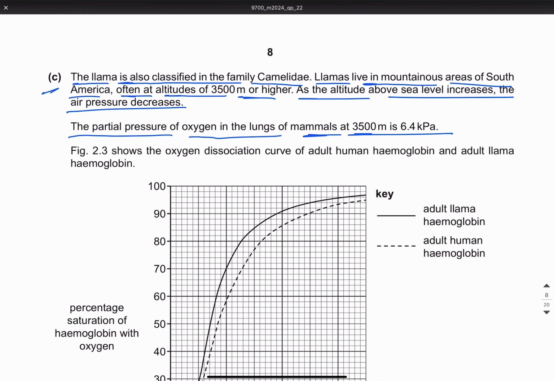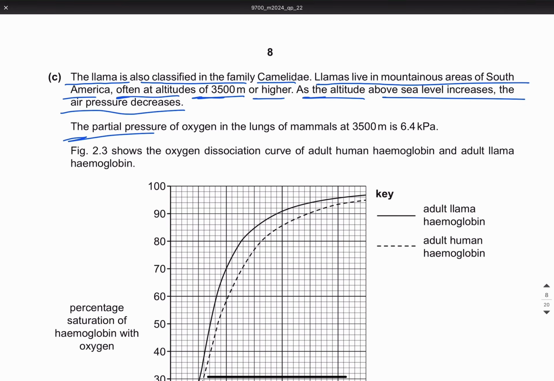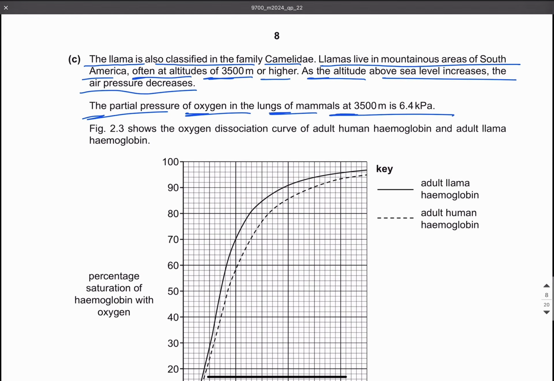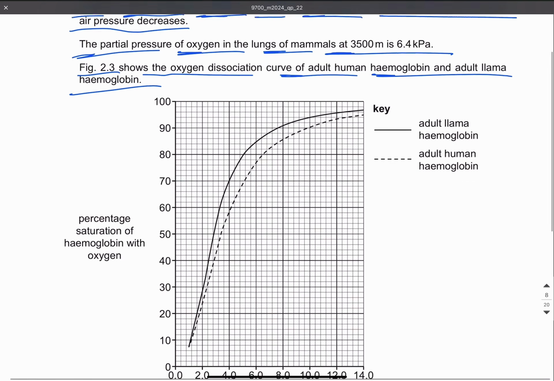So let's read it again, the llama is also classified in the family Camelidae. Llamas live in the mountainous areas of South America, often at altitudes of 3500 meters or higher. As the altitude above sea level increases, the air pressure decreases. The partial pressure of oxygen in the lungs of the mammals at 3500 meters is 6.4 kilopascals. Figure 2.3 shows the oxygen dissociation curve of adult human hemoglobin and the adult llama hemoglobin.